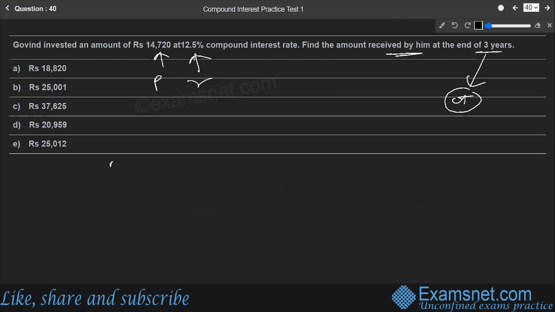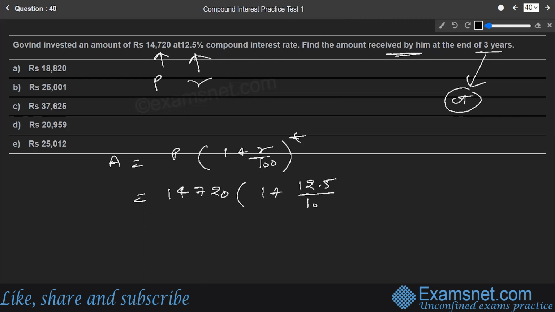So we have a simple formula for finding the amount. Amount is going to be principal times (1 plus rate by 100) to the power time. We are given everything, so we just need to put the values in the formula correctly. The principal value is given as 14,720, 1 plus rate value 12.5 divided by 100, to the power time value, which is 3. Okay, we need to solve this equation further.